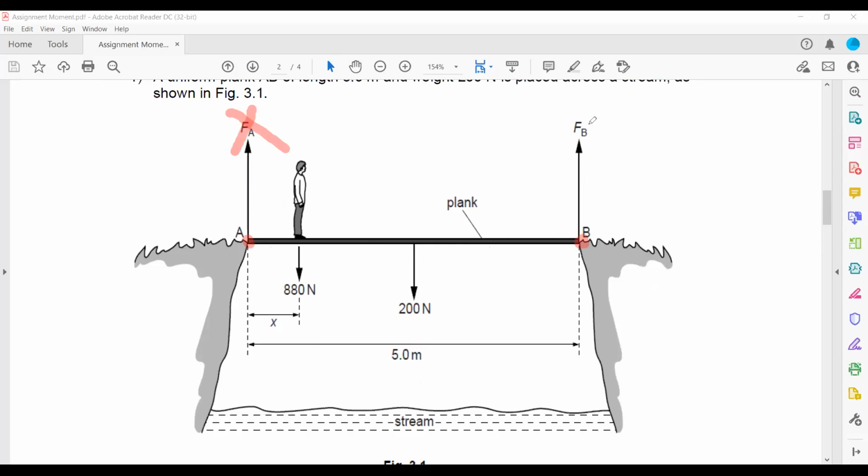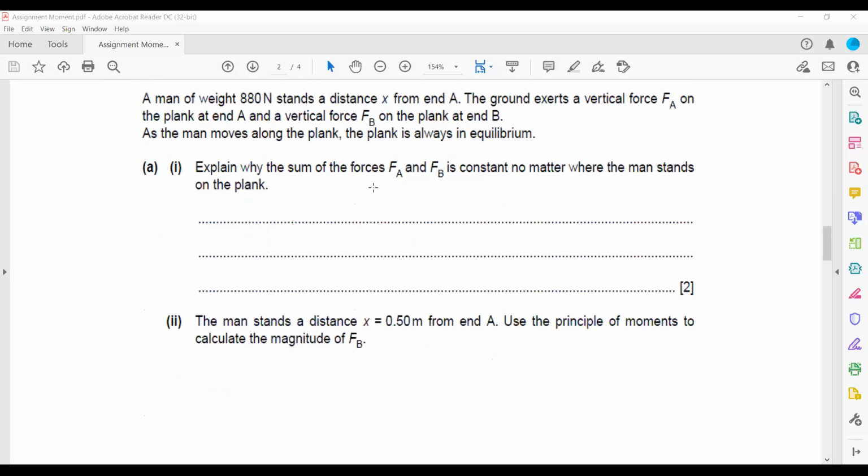All the moments will be caused by FB, the weight of the plank and the weight of the person. If I take B as a pivot, then FB does not contribute to the moment. Only FA, the weight of the person and the weight of the plank will contribute to a turning effect. So whenever two supports are there, always remember it's up to you. Any one of them you can take as a pivot.